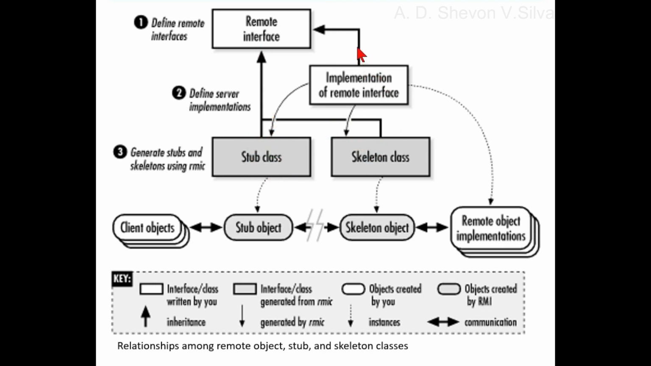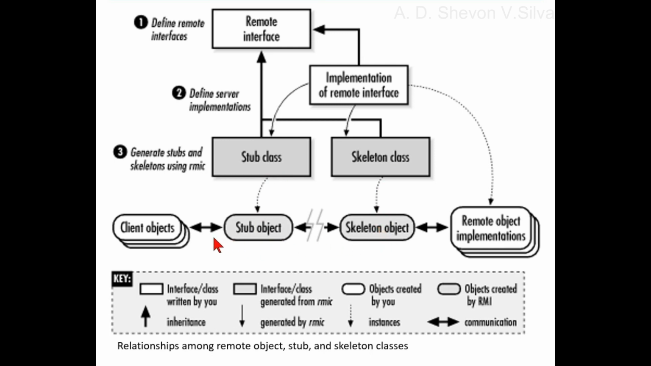Here the implementation of the remote interface is connected to the remote interface. Here you can see the inheritance line, and here the implementation of the remote interface is connected to the stub and skeleton classes. Here you can see the generated by RMIC arrow. Here the implementation of the remote interface is connected to remote object implementations, and you can see the instances arrow. Here the stub class is connected to the stub object, and the skeleton class is connected to the skeleton object, with instances arrows.